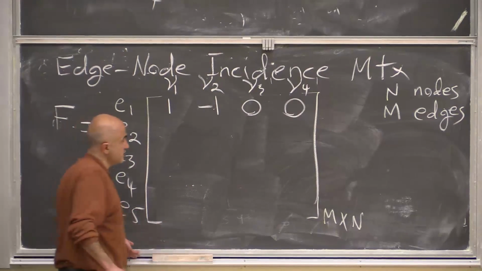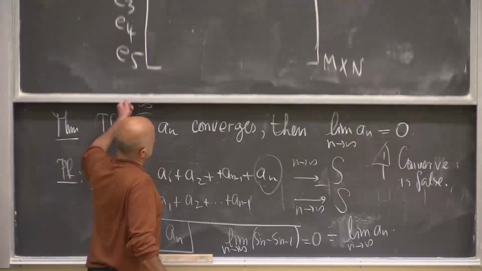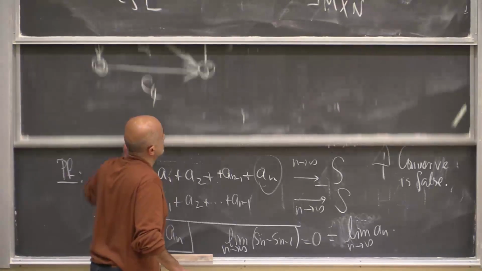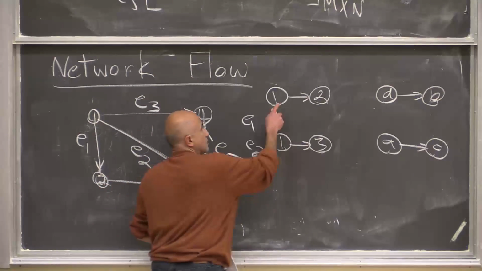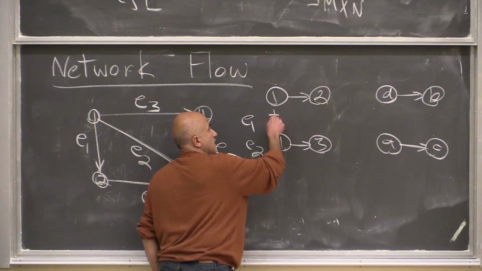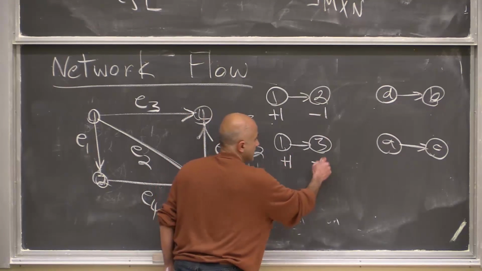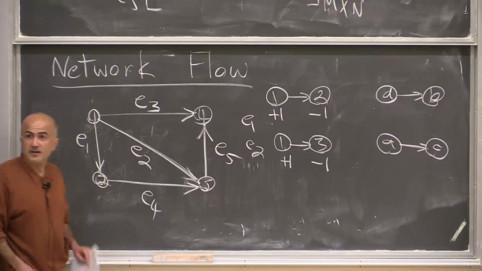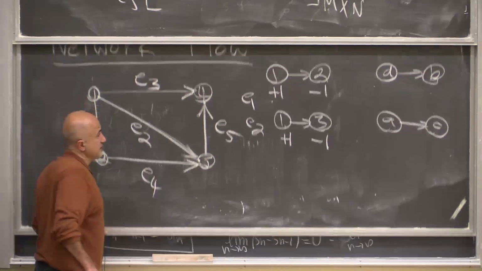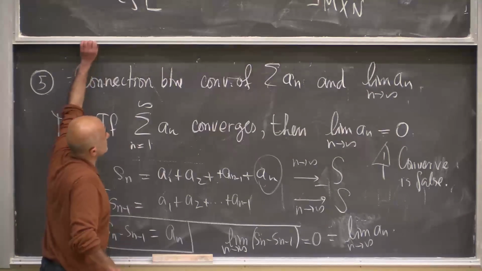If I want to go back to the previous board, what I have here is I put a +1 here and a -1 here. I put a +1 here and a -1 here. Okay? That's how I fill the entries in the incidence matrix.